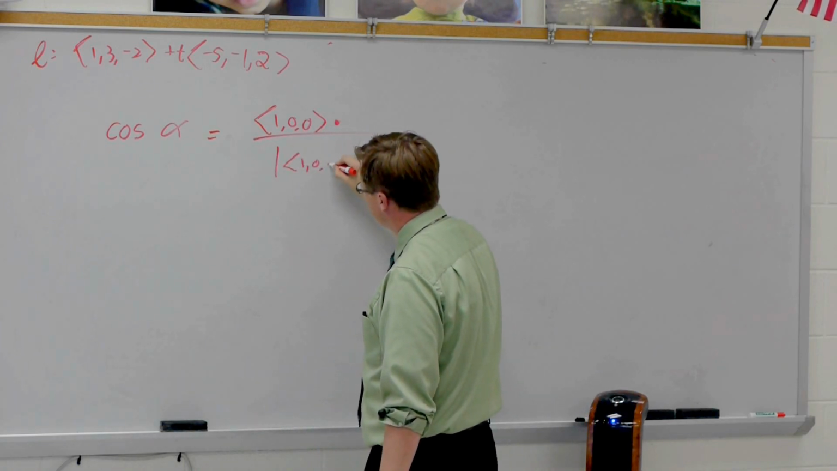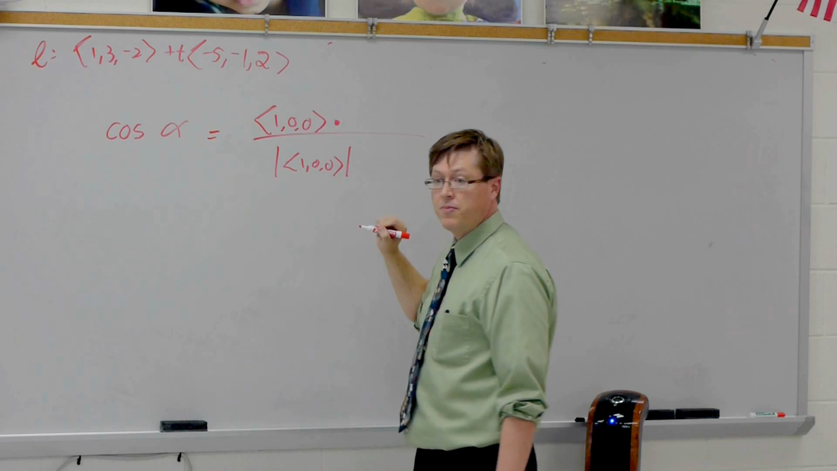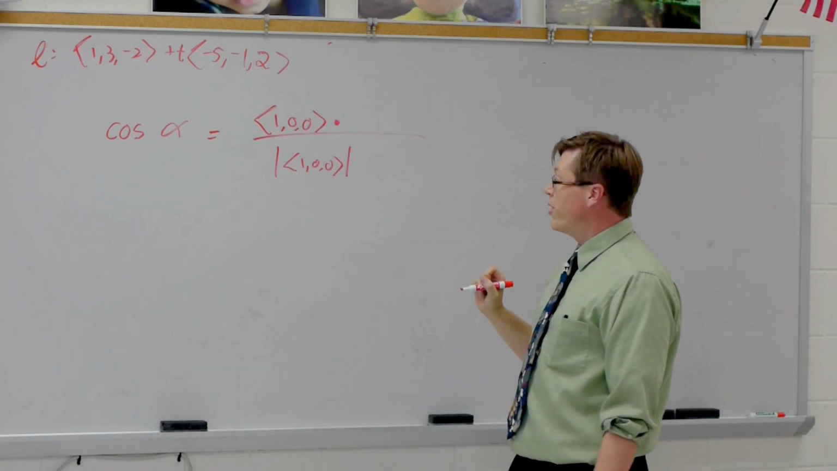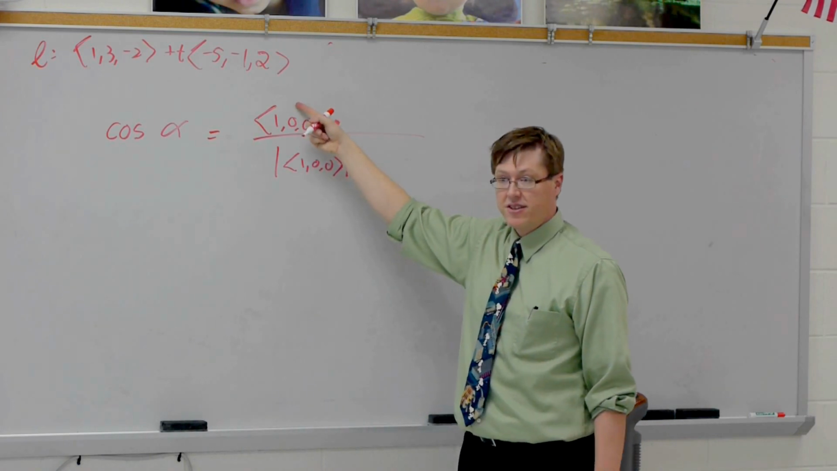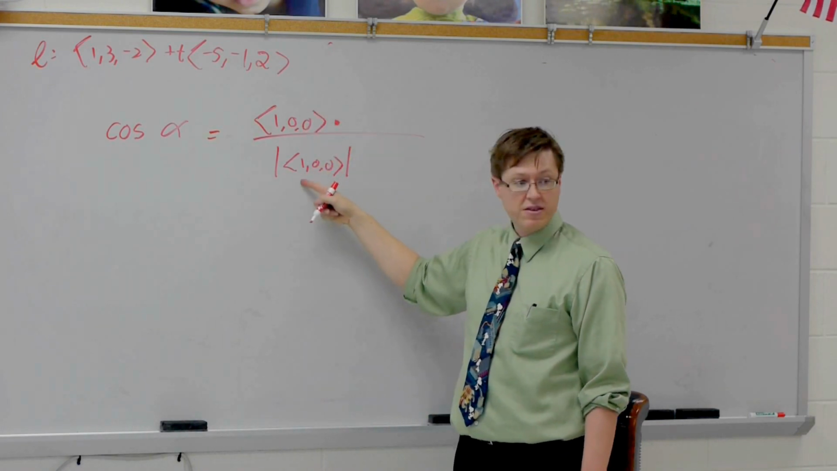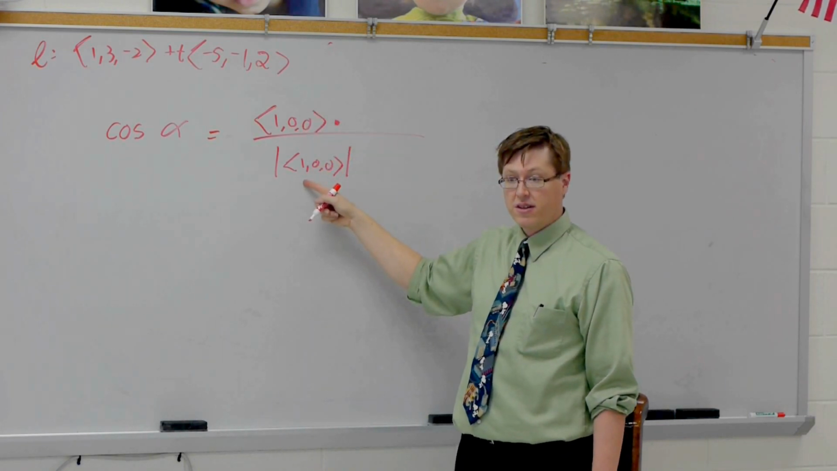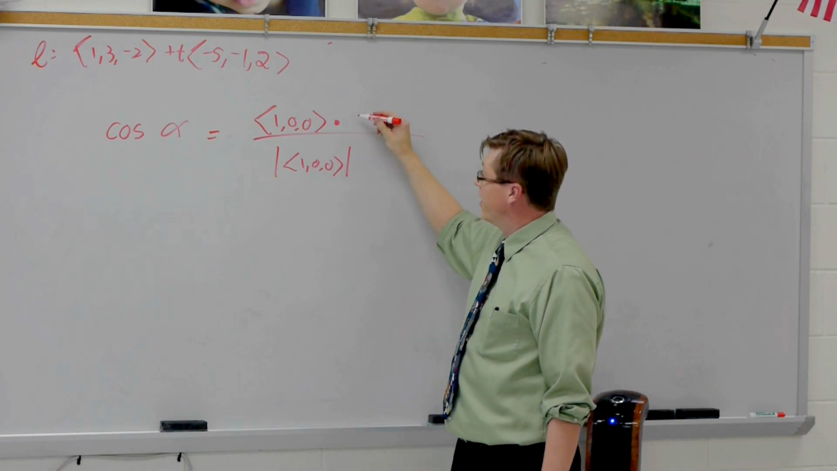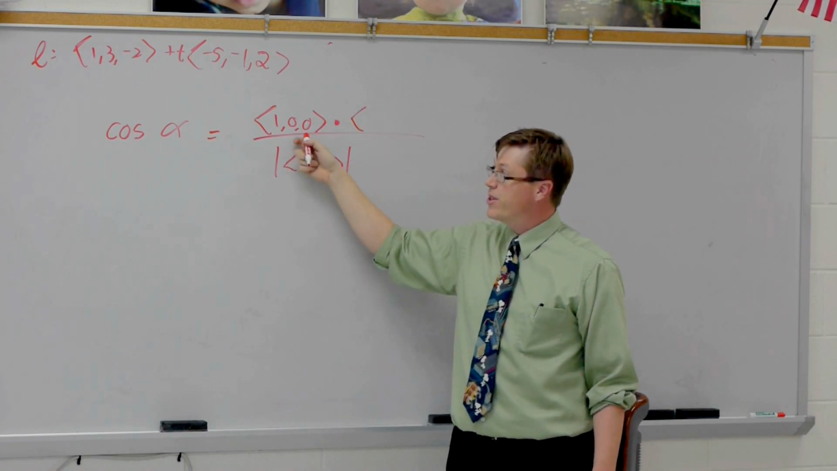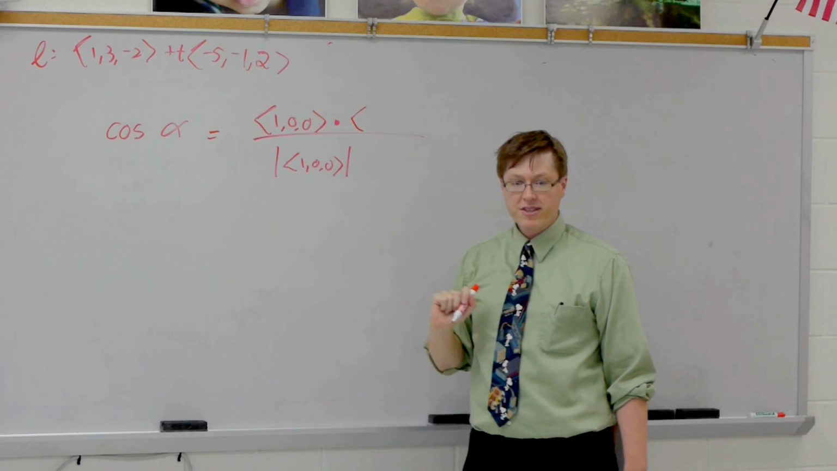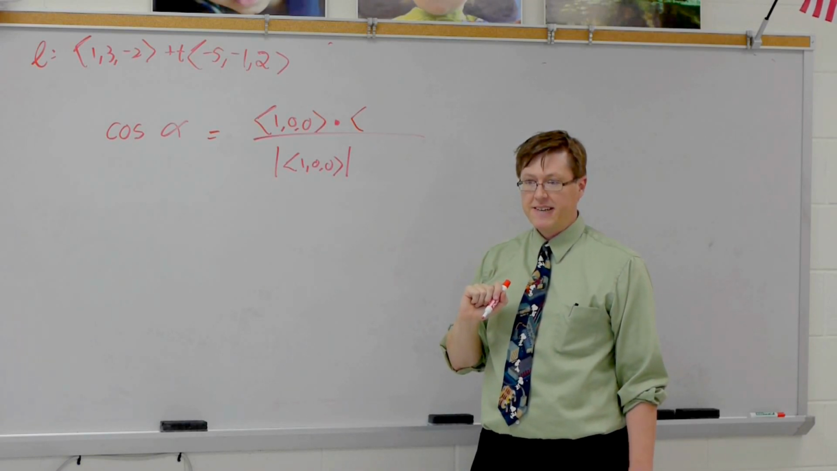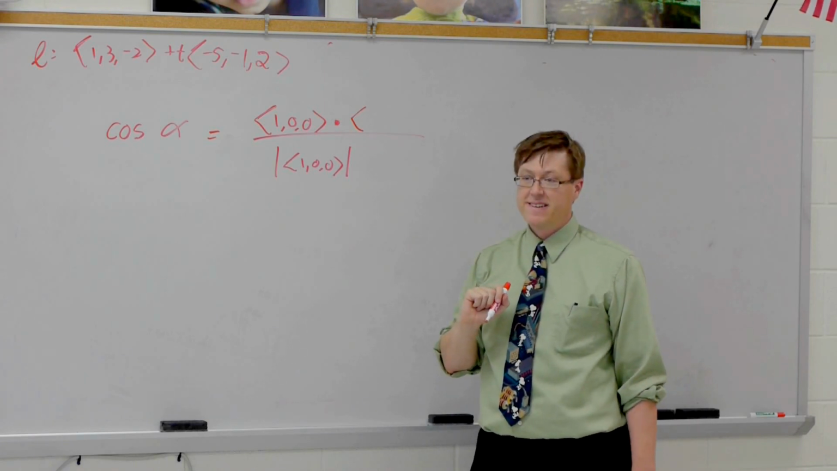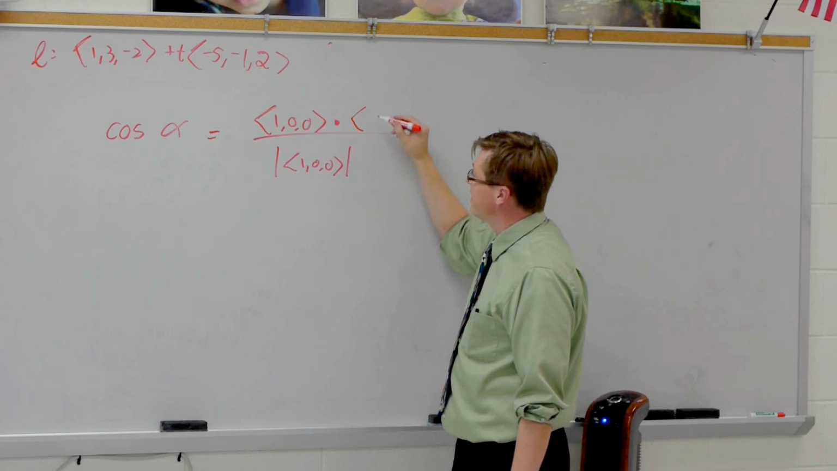Can you say how you got that one more time? Well, if I want to know the angle between a vector and the x-axis, one of the vectors is the x-axis. Oh, okay. And now my other vector, what am I going to take? This is the equation of the line. What am I going to take the dot product with? Not the 1, 3, -2, but the -5, -1, 2.